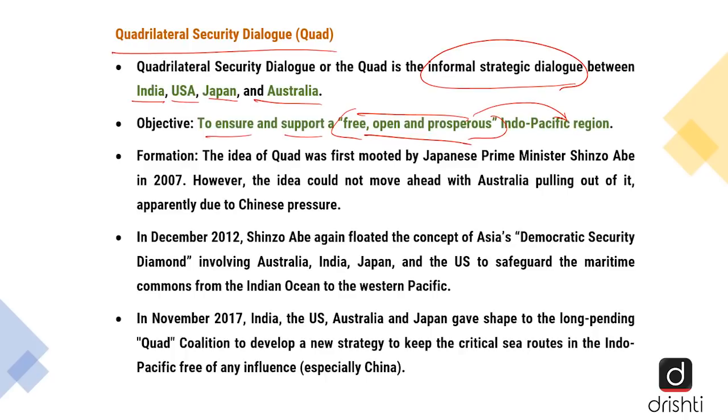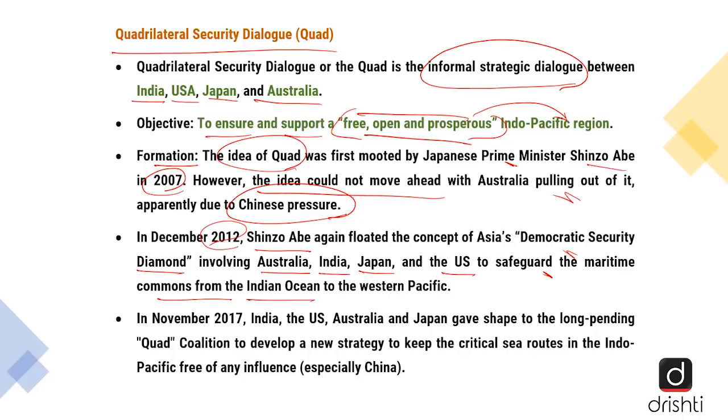So now let us try to look at the formation of the Quadrilateral Security Dialogue. The formation began when the idea of the Quad was first mooted by the Japanese Prime Minister Shinzo Abe in 2007. However, the idea could not move ahead, with Australia pulling out of it apparently due to Chinese pressure. Later, in December 2012, Shinzo Abe again floated the concept of Asia's democratic security diamond involving Australia, India, Japan and the US, the four democratic countries, to safeguard the maritime commons from the Indian Ocean to the Western Pacific. Finally, in November 2017, India, US, Australia and Japan gave shape to the long-pending Quad coalition to develop a new strategy to keep the critical sea routes in the Indo-Pacific area free of any influence, especially aiming at China.